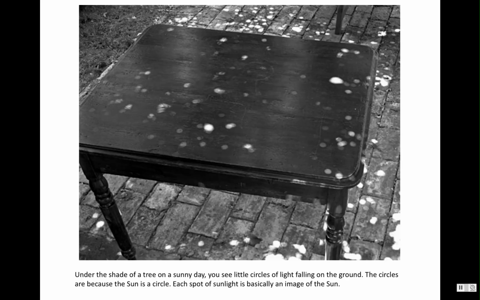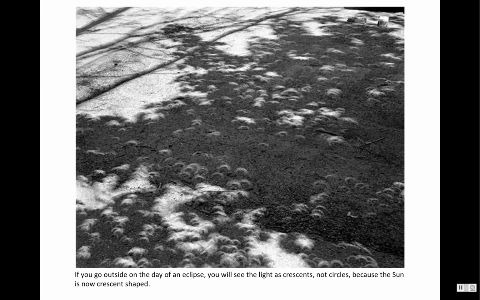If you're under the shade of a tree on a sunny day and you look down at the ground, you'll see little bits of dappled light, and that light falls in little circles. The light generally forms the shape of a circle because each one of those images is essentially an image of the sun, and the sun is a circle, and that image of the sun is projected down through little gaps in the leaves and forms that shape.